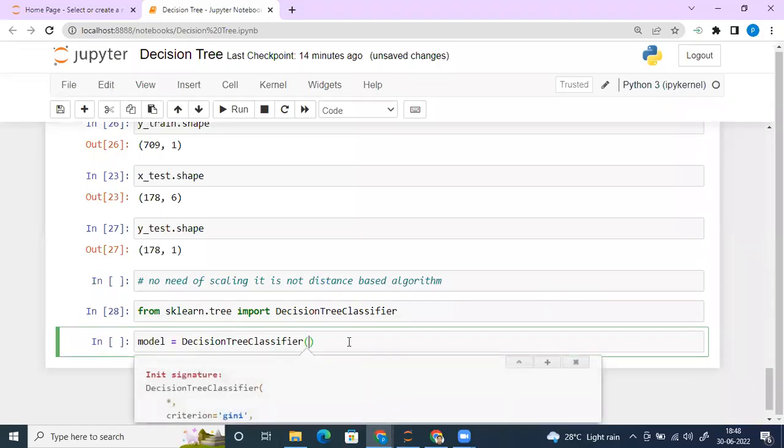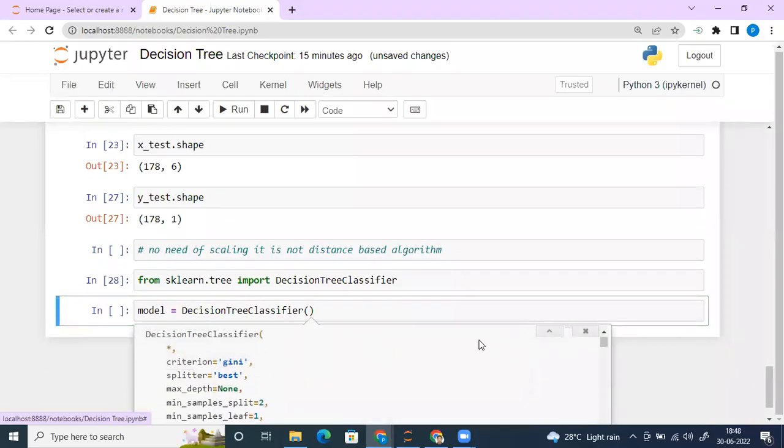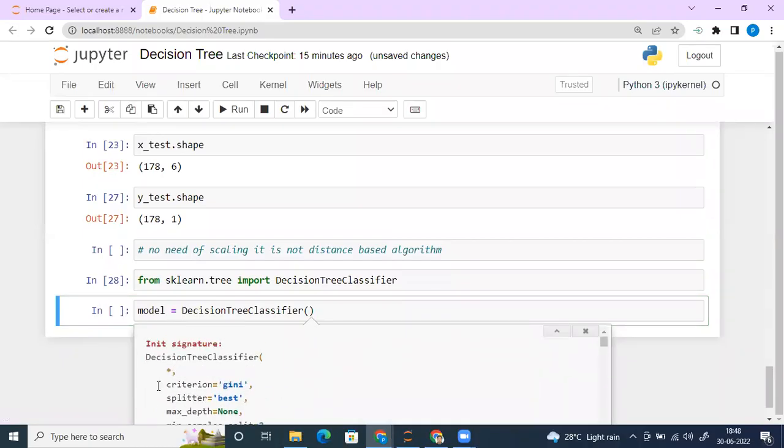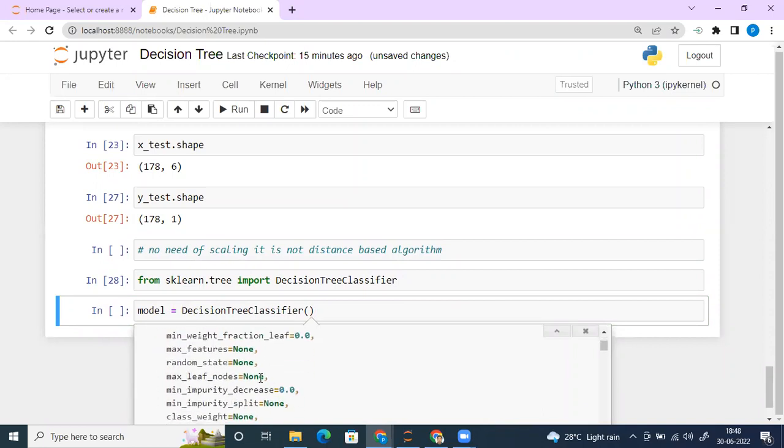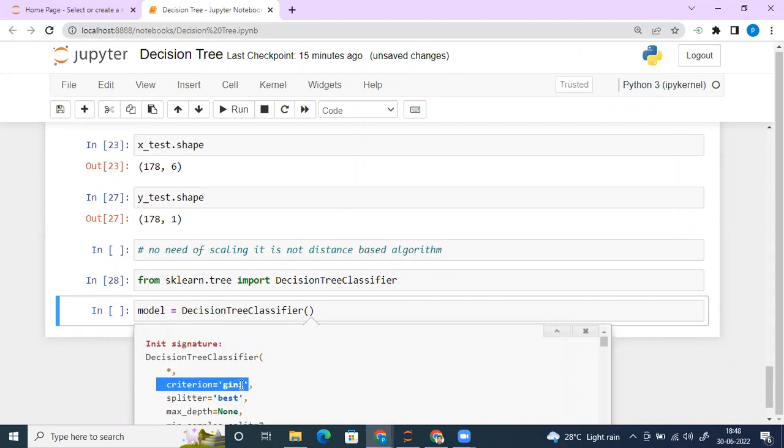It has a few parameters. We'll discuss them. Okay, can you see, everyone? There is one important thing here. Criterion. Can you see what is mentioned? Please observe this one. Gini, right? Meaning by default what is it using? Gini, but you can change it as per your requirement.